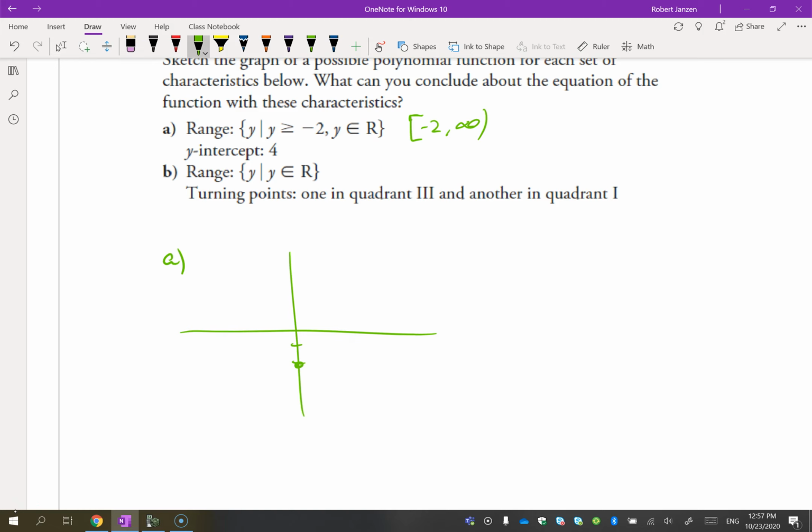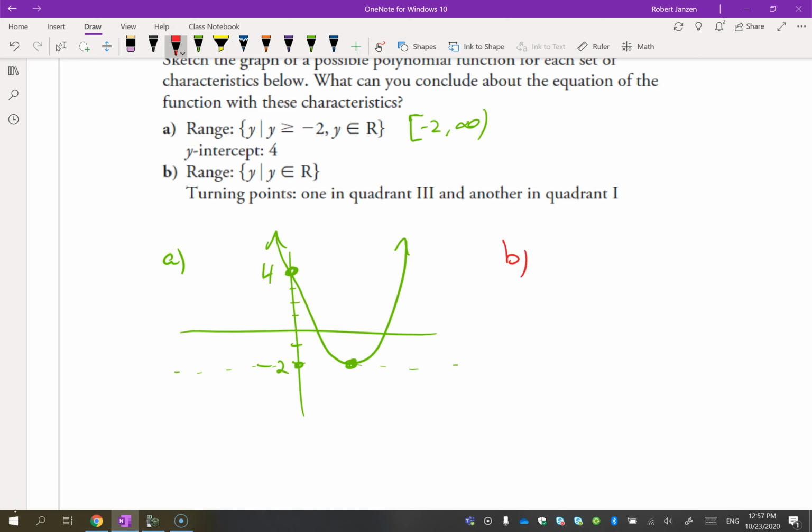It also says it has a y-intercept of 4. So I want to go through this point, and I don't want to go below -2. So let's draw a parabola, something like that. Here's 4, and this is at -2. Okay, let's do the next one.